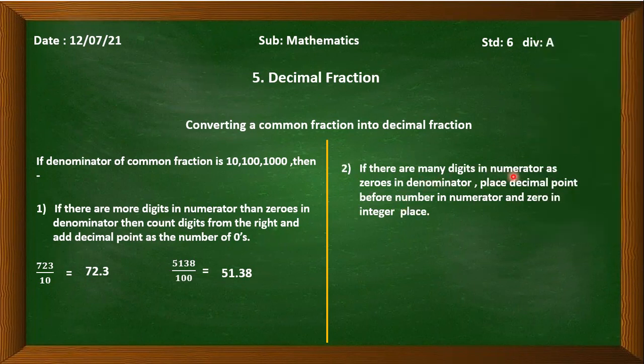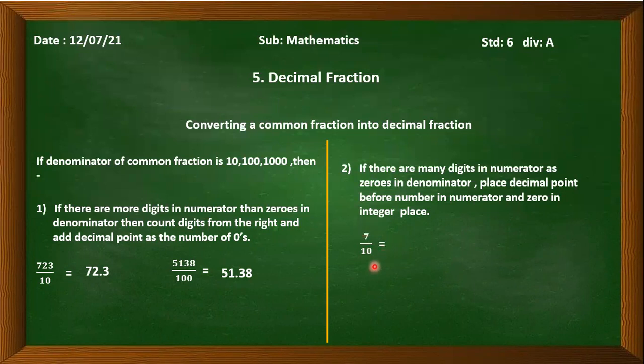If there are as many digits in the numerator as zeros in the denominator, place a decimal point before the number in the numerator and a 0 in the integer place. Again, it's a little bit confusing by reading it. So let us again take some examples. Here you can see the number in the numerator is less than the number in the denominator, right? It is 7 upon 10. So what can we do?